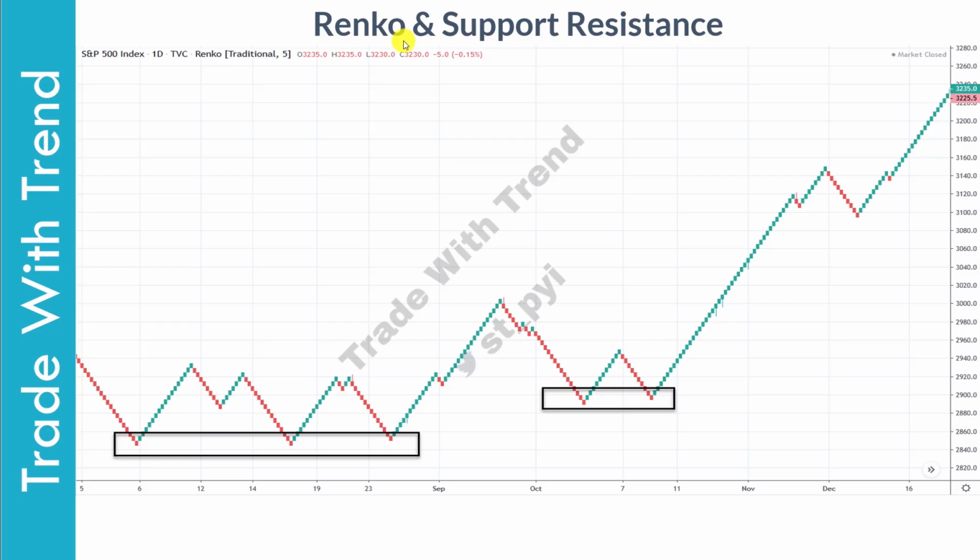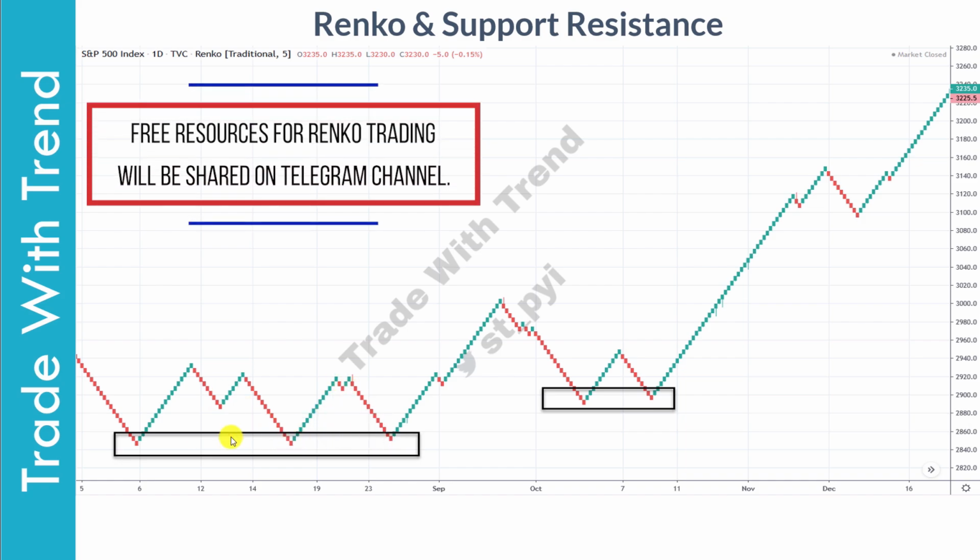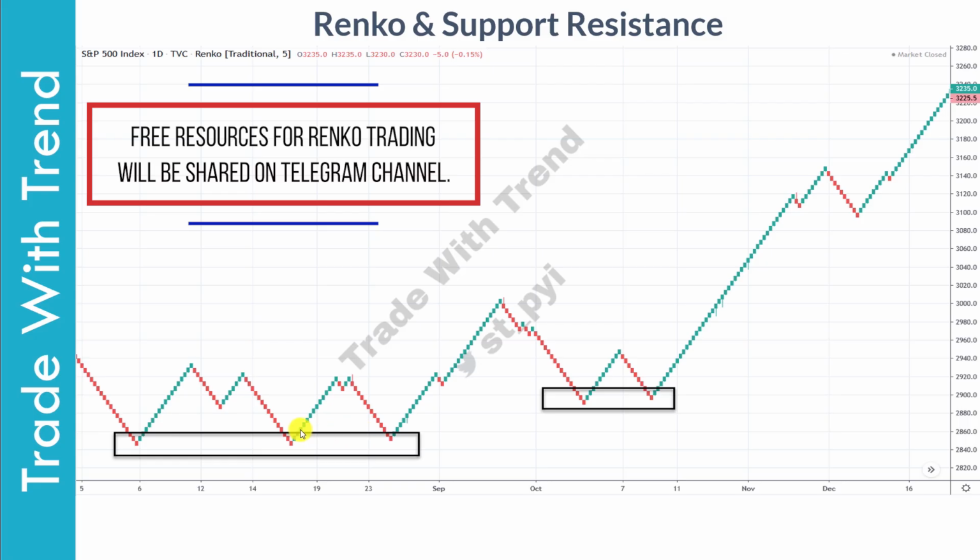So for example, I'm just showing you a couple of slides with respect to Renko and support resistance, but in the second part, there is an entire video that is dedicated towards using Renko as a support and resistance tool. In this chart, if you look at this particular region, look at how many times trend change is happening in this particular zone. So this automatically becomes a strong support level on the chart.